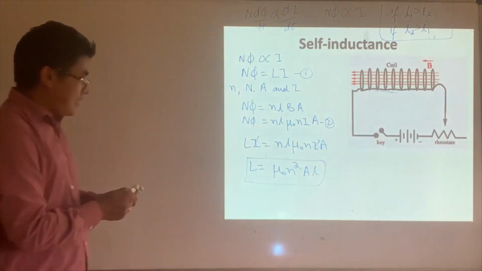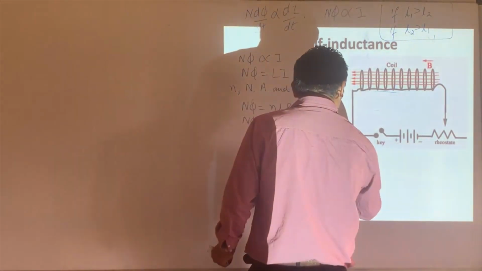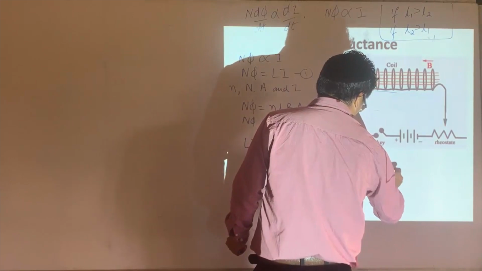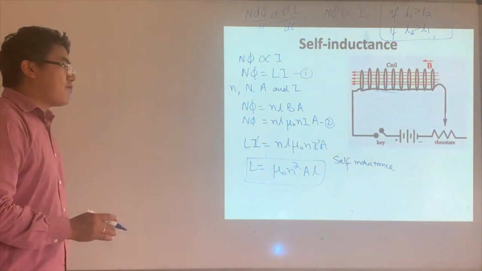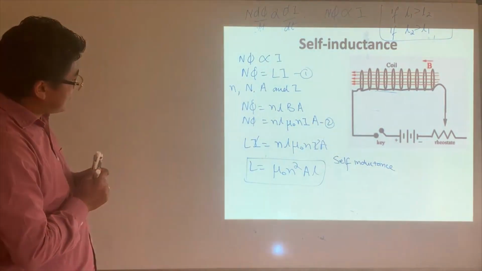This is what we call self-inductance, that is, the magnetic flux linked to the coil itself.